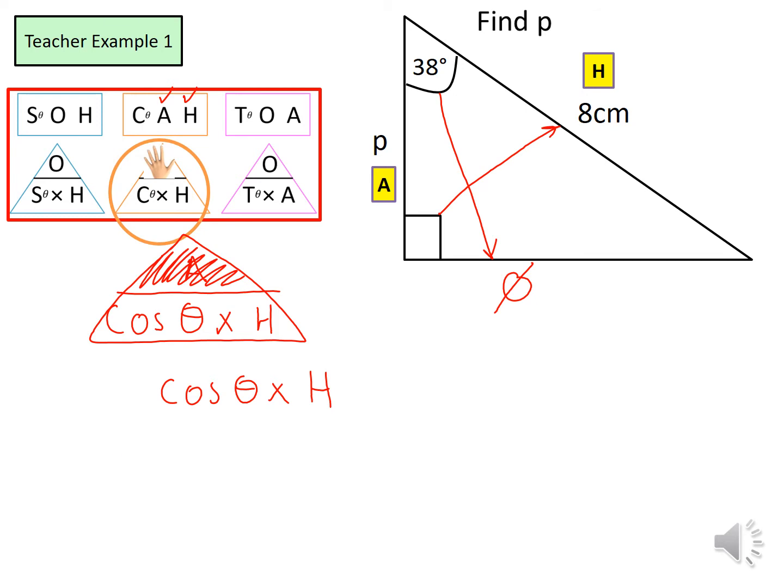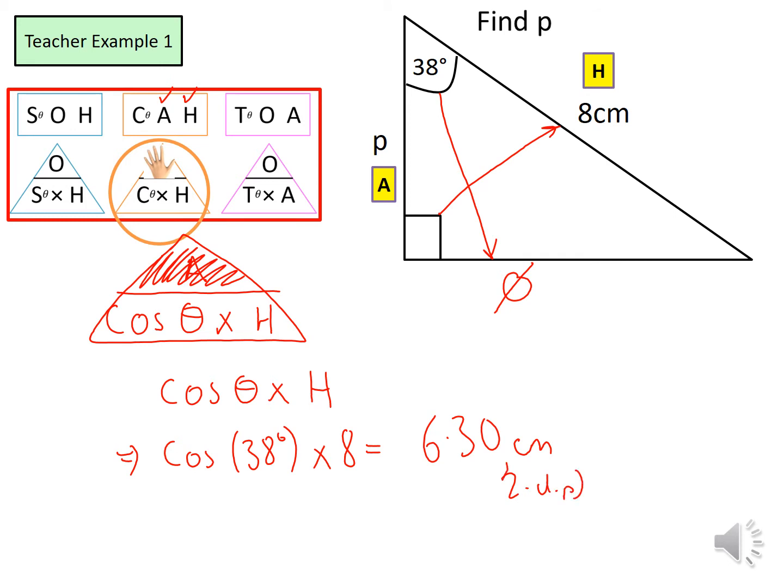Then you're going to simply substitute the values into this formula. Cos, and the angle is 38 degrees, multiplied by my hypotenuse of 8. That will give me 6.30 centimeters to 2 decimal places.